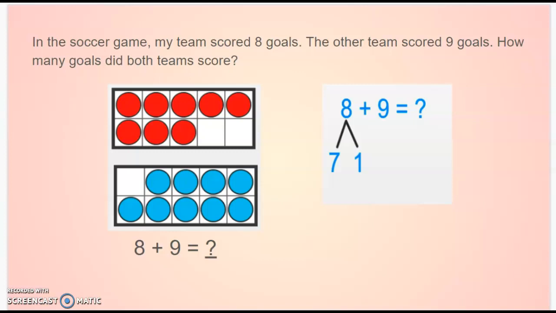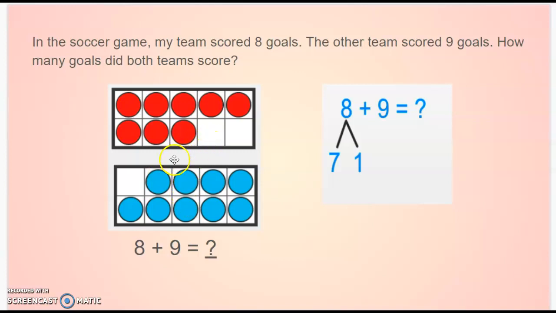Let's look at another word problem. In the soccer game, my team scored 8 goals. Here's my 8 goals right here. 1, 2, 3, 4, 5, 6, 7, 8. The other team scored 9 goals. Here's 5, 6, 7, 8, 9. How many goals did both teams score? So I need to add them together.